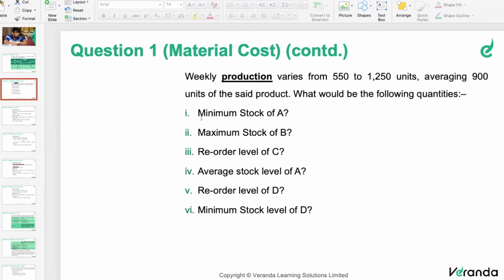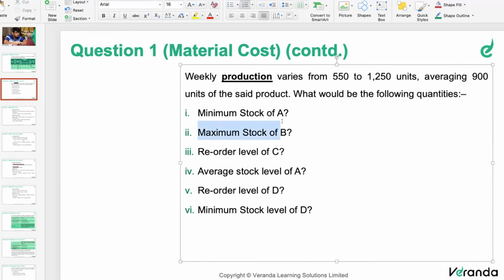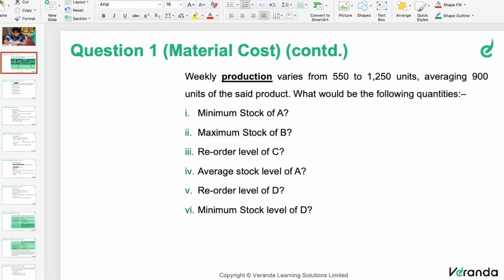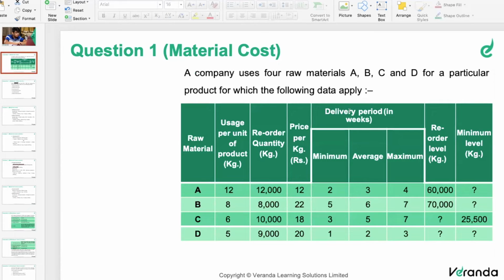Then the second requirement, maximum stock level of B. The formula for maximum level is reorder level plus reordering quantity minus minimum usage into minimum lead time. How much is the reorder level of B? 70,000. The reordering quantity is also given in this question. How much is the reordering quantity of B? 8,000.